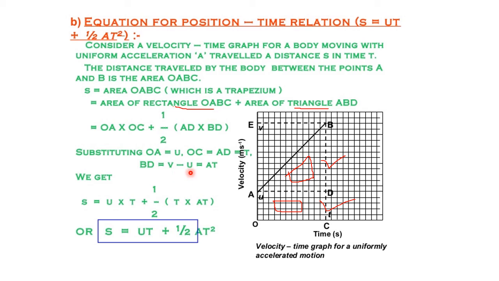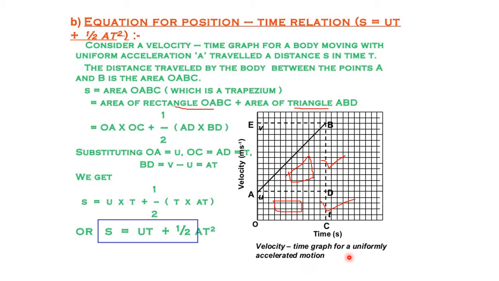BD can be written as V minus U. And what is the value of V minus U? AT is the value that we got. So we have written the value AT. So hence what we will get? We can write it as S is equal to UT plus half AT. When T is multiplied together, it will become T square. So the final equation that we got is S is equal to UT plus half AT square.